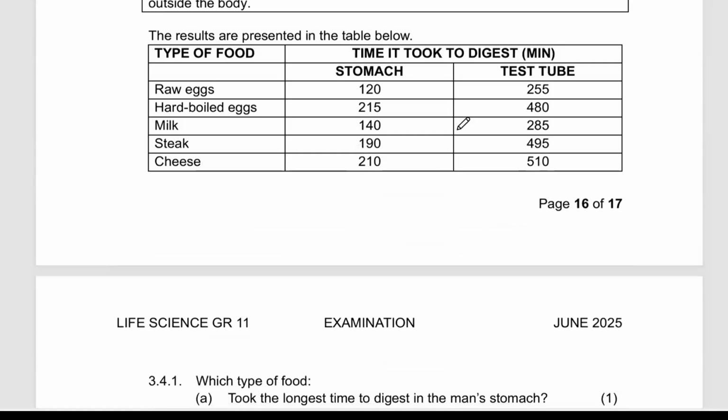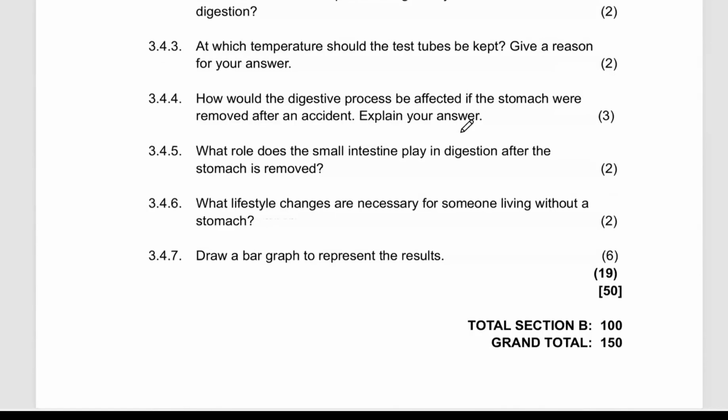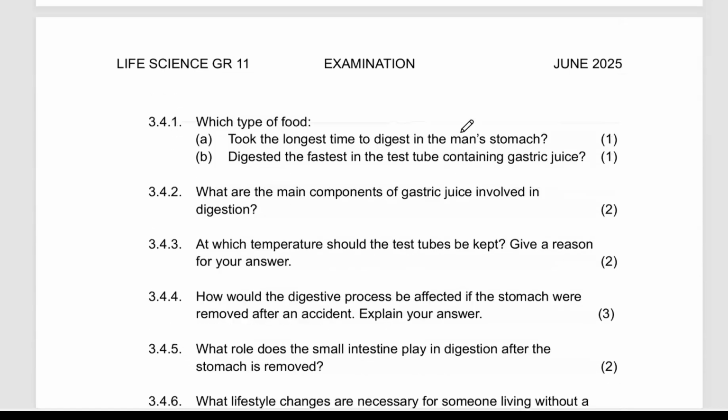Anyway, then you have another extract we need to read, and then we get some questions from there. So we're going to just go to the questions and then find out what they are talking about in that extract.